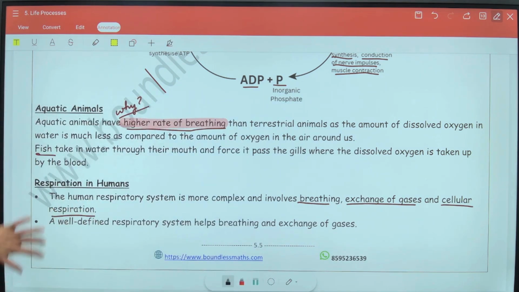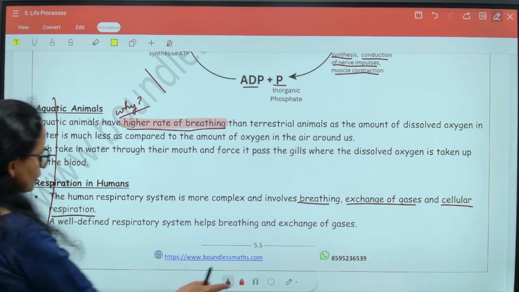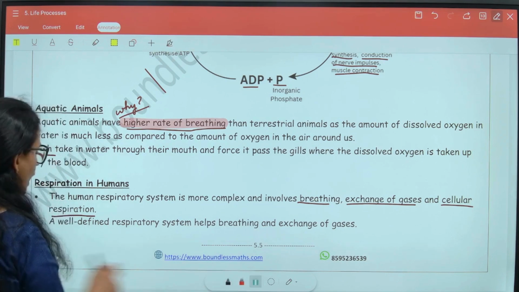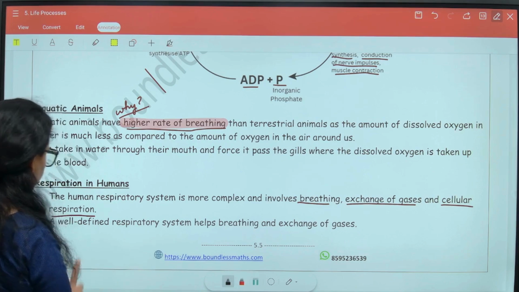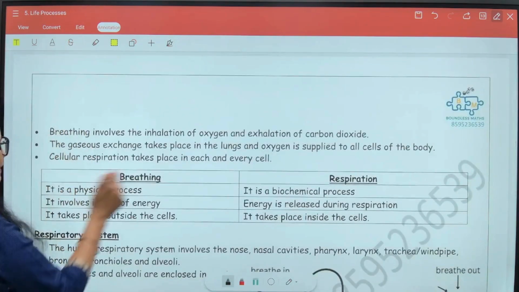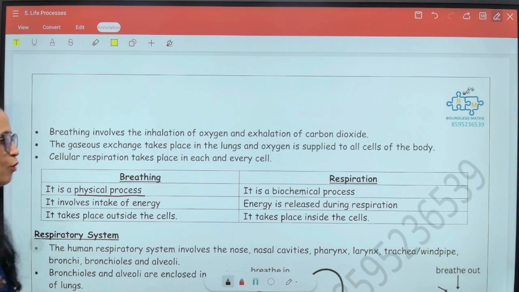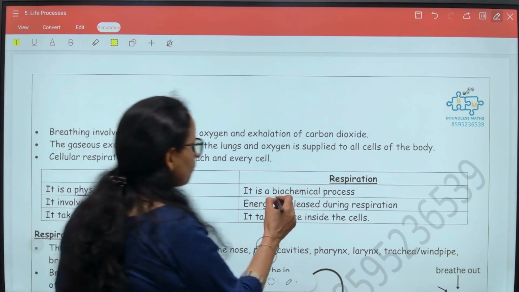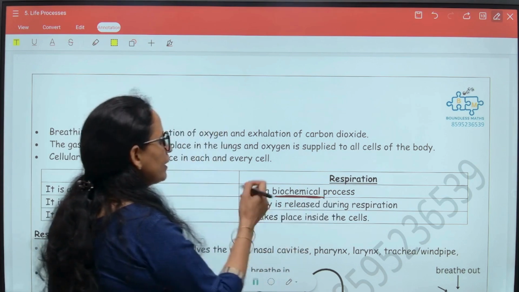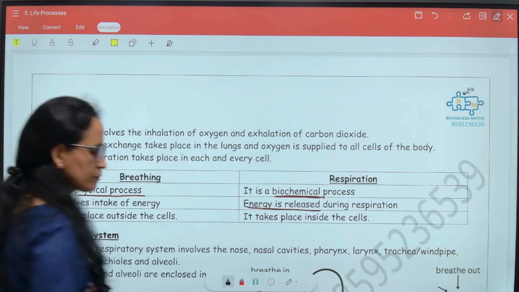So, breathing, how it is different from respiration. Let's have a look at how breathing is different from respiration first. Breathing is a physical process that involves intake of air and exhaling of air. Inhalation and exhalation, this physical process is breathing. Whereas respiration is a biochemical process where energy is released, right?